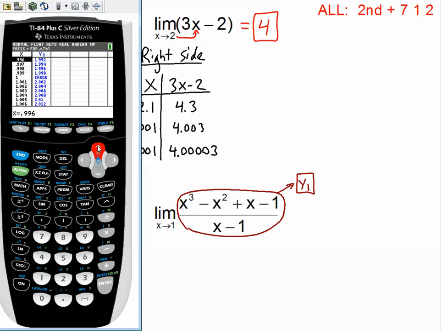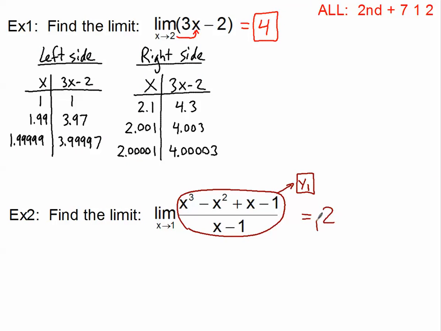I'm going to push up a few so I can see the numbers that are getting close to 1 on the left side. I can see what the function looks like it's approaching. And the numbers on the right side, as I get closer and closer to 1, I can see what the function is approaching. Do you see what it's approaching? It's approaching the value of 2. So this limit is equal to 2.